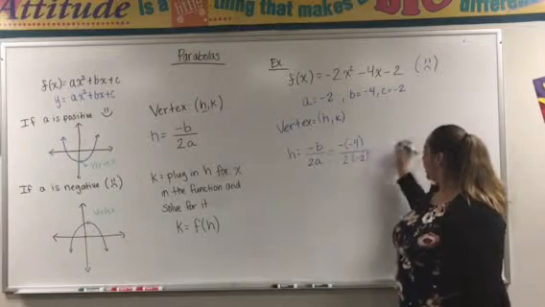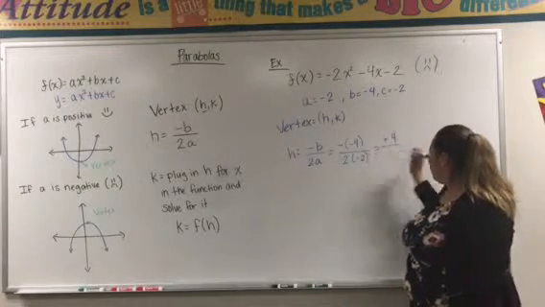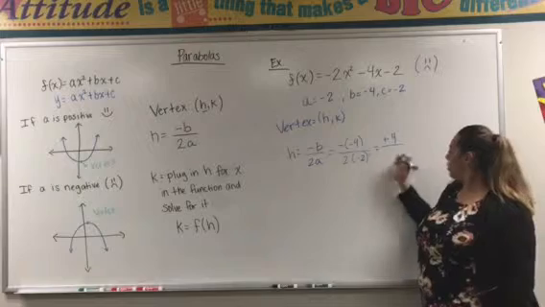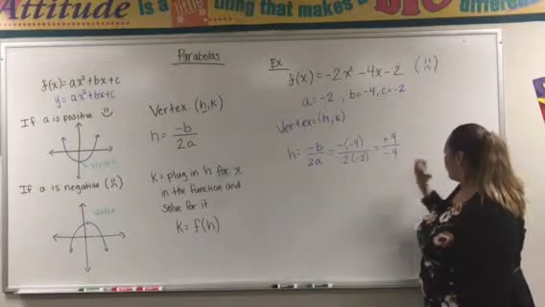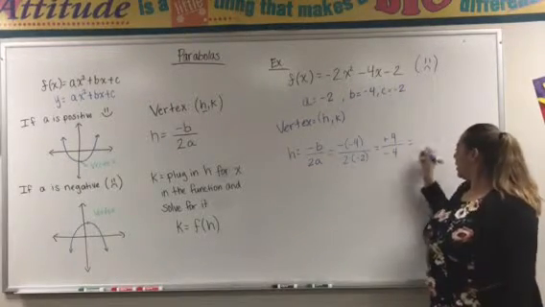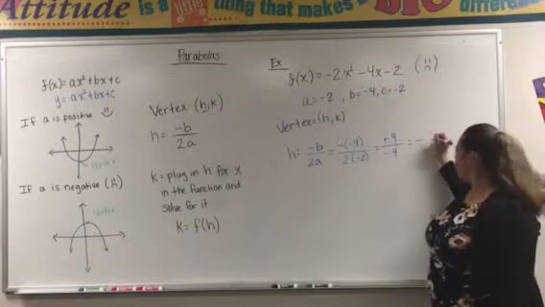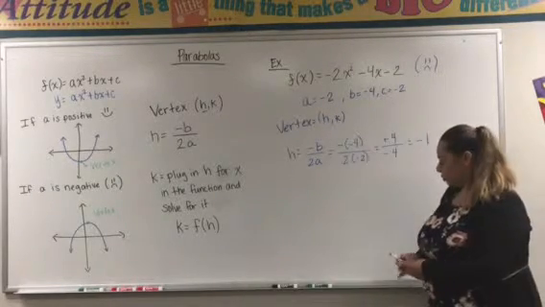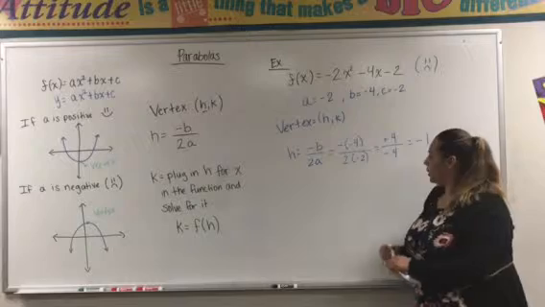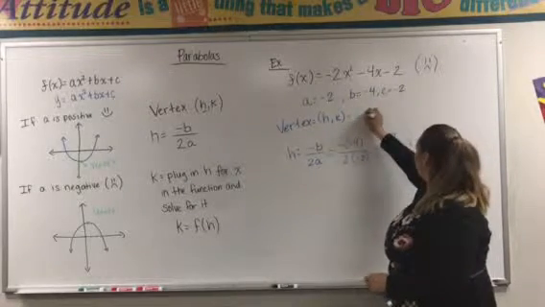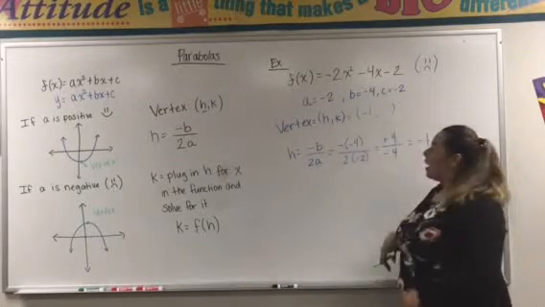Negative times negative will be a positive 4 over 2 times negative 2, which is negative 4. Positive divided by negative will be a negative. 4 divided by 4 is 1. So our h is going to be negative 1, comma 0 as our vertex.